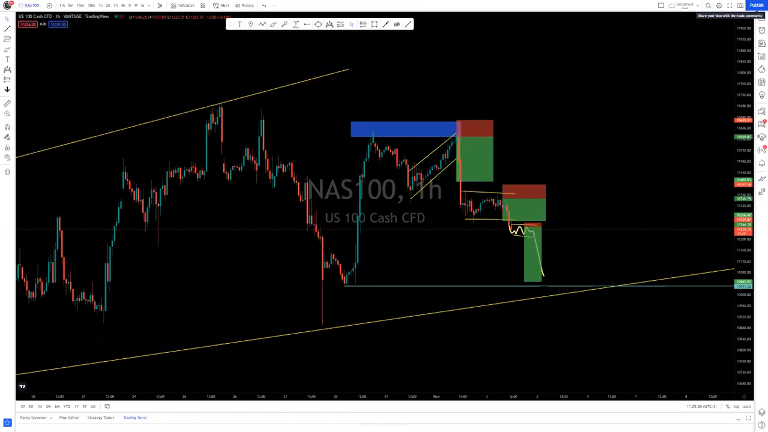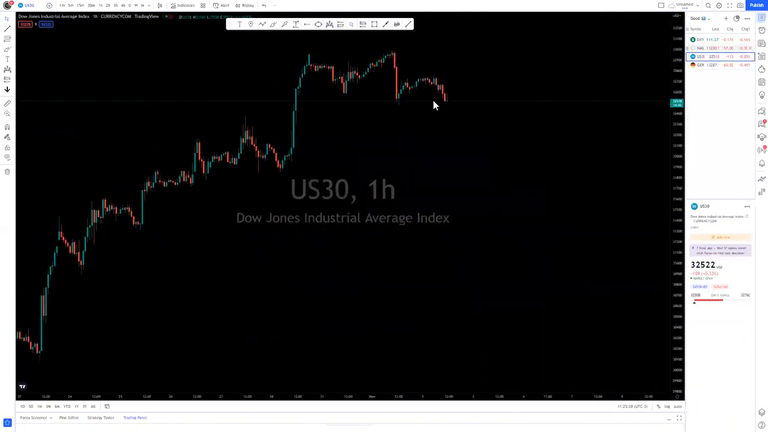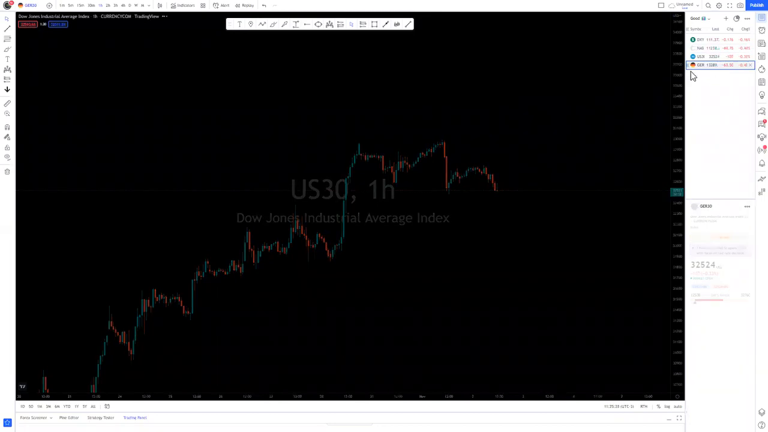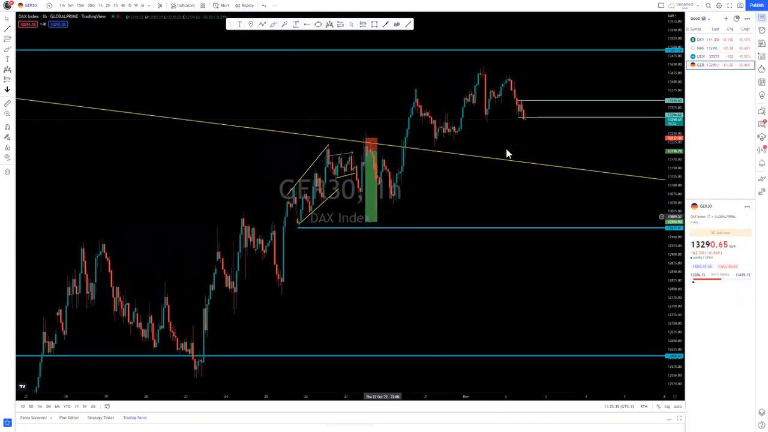US 30 and NASDAQ are more likely the same, so you're just going to see the same thing, I think. You see that it's just the same pattern. Yeah, I can see it. This is my last trade check. I went down with it.